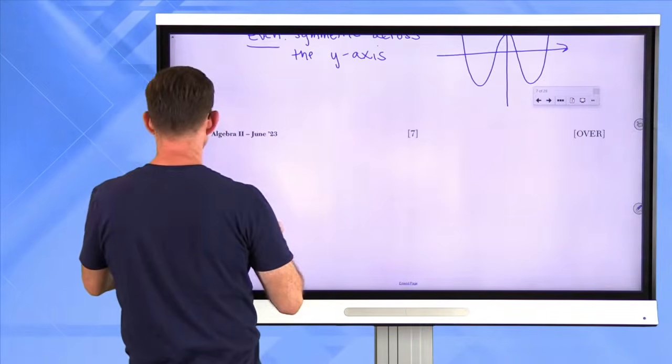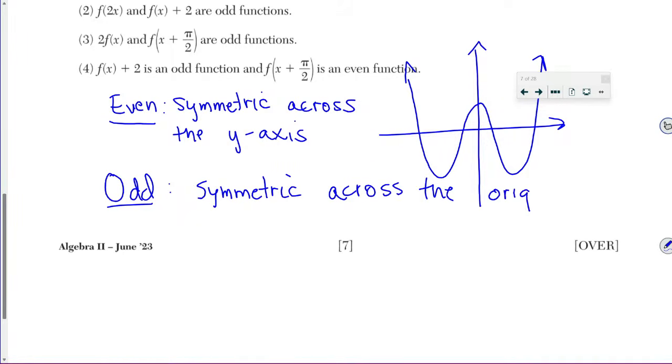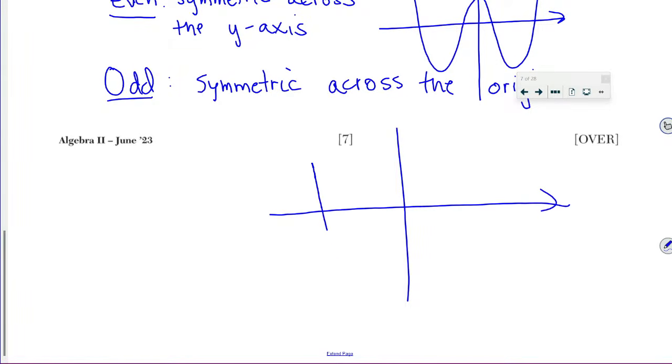both of these. An odd function is one that is symmetric. Boy, I cannot write the word symmetric. Let's try that again. Symmetric across the origin. All right, origin. There we go. All right, and that is maybe one that would look more like this.